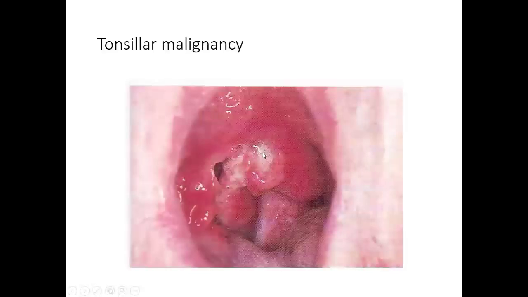So this oropharyngeal picture shows a distorted anatomy. The uvula is pushed to one side, and there is destruction of tissues. This is a malignancy, a tonsillar malignancy.